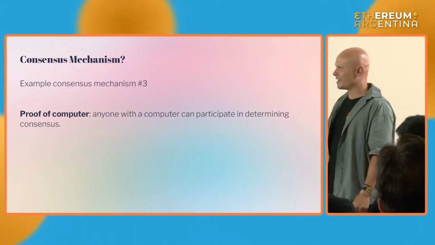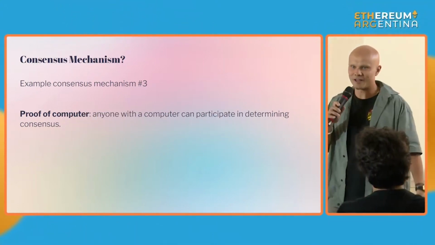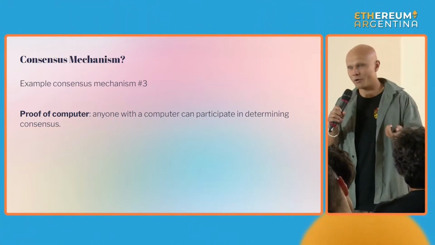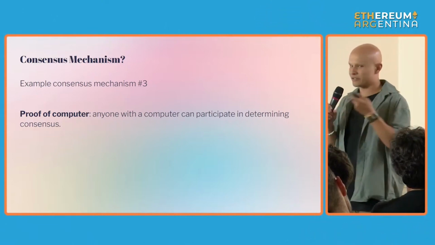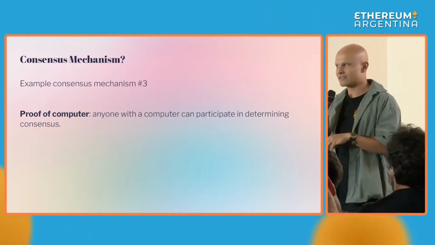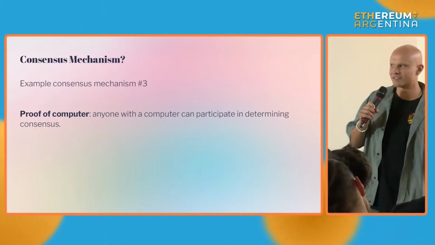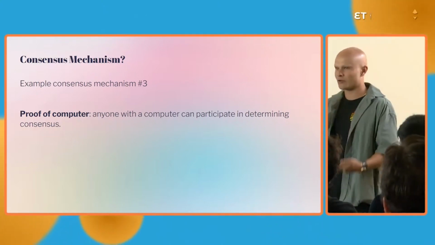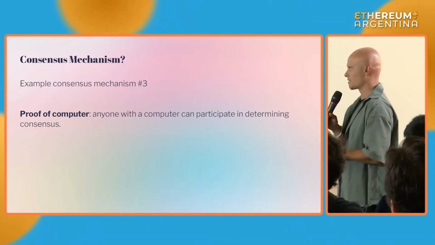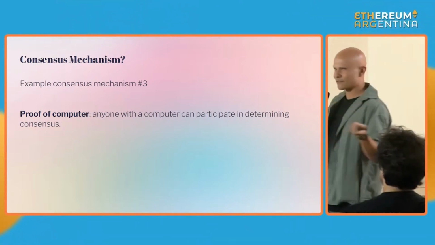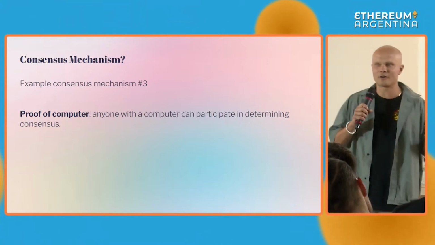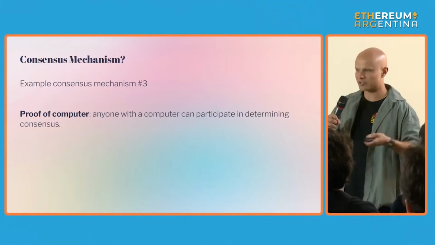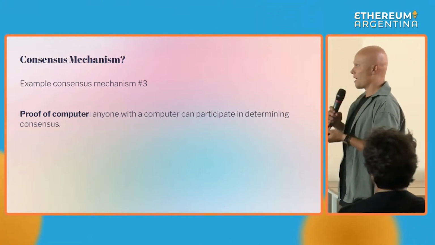Maybe another one is proof of computer. Let's say we want to make a system where anyone in the world can participate. It's not proof of authority. It's not dictator Justin Sun. It's anyone in the world can participate in running this network. We just require that they have computer access. And this kind of sounds nice at first, right? Okay, then anyone can participate. They don't need to put any money down. They're just participants in running the network.